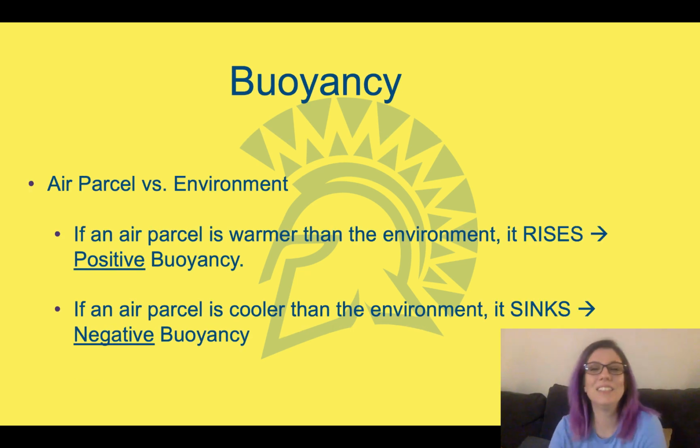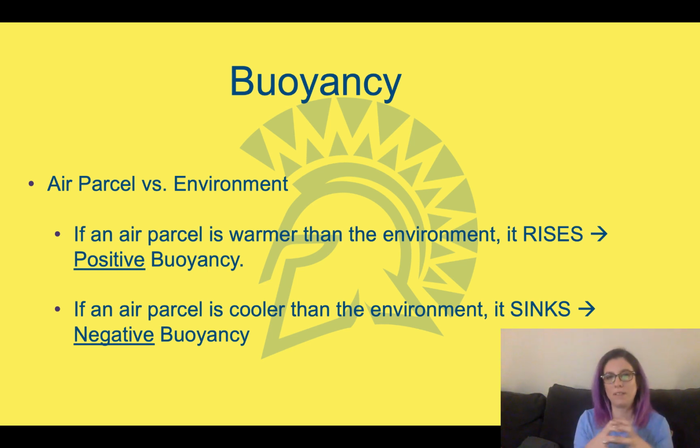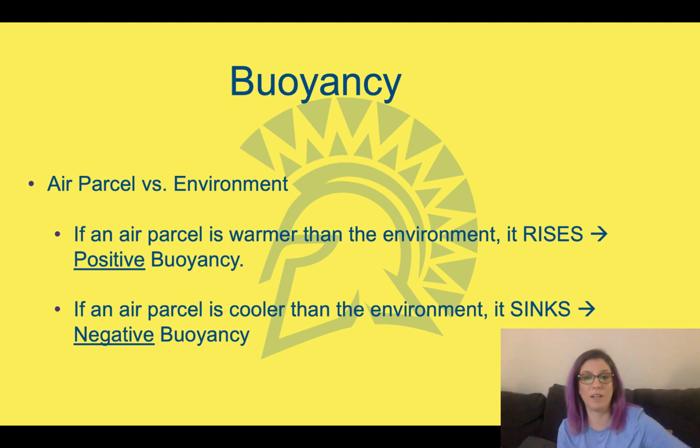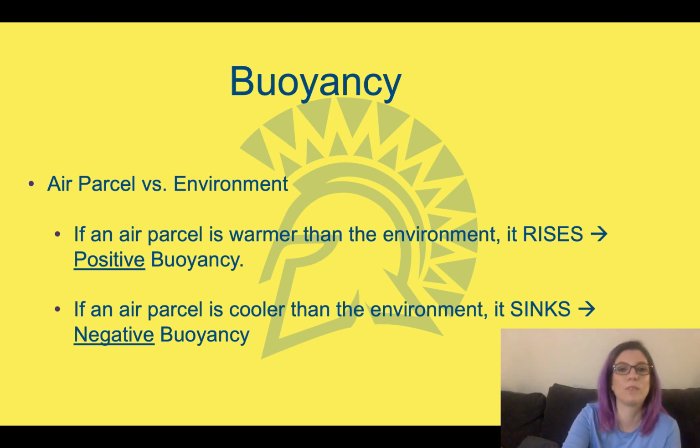Okay, now an air parcel can have buoyancy. This is determined by the properties of the air parcel versus the properties of the environment. If the air parcel is warmer than the environment, it rises. Hot air rises, right? That is considered positive buoyancy. But if an air parcel is cooler than the environment, it's going to sink. That is an example of negative buoyancy.